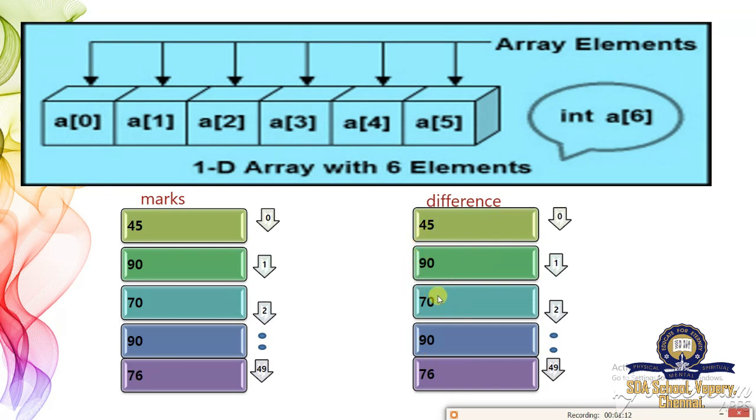So totally we need 50 variables to store students' marks, one variable to store average marks, and 50 more variables to store difference marks. In all we need 101 variables, each having a different name. How many variables we need? 101 variables: 50 variables for marks, one variable for average, and again 50 variables for difference.